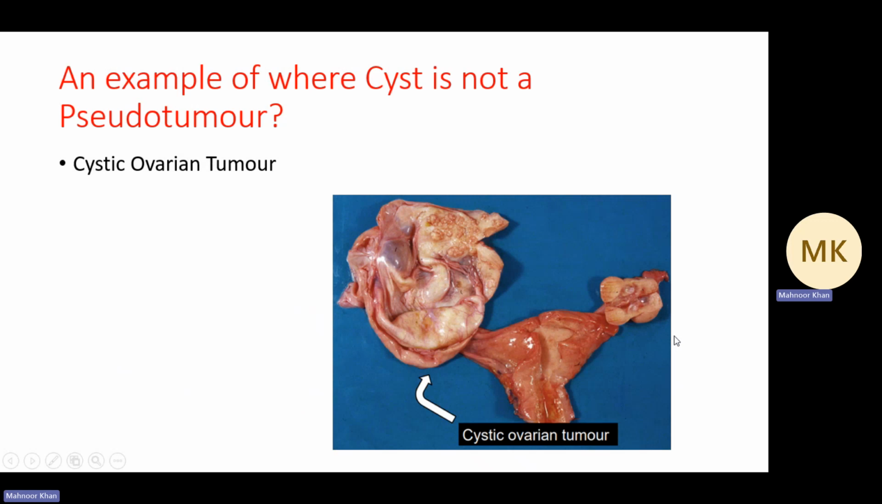Okay, so an example of where a cyst is not simply a pseudotumor, cystic ovarian tumor is the best example for this type of idea. So you can talk about this in your exam, that a cyst is not always a pseudotumor, but sometimes can be a tumor, for example, in the case of cystic ovarian tumor.